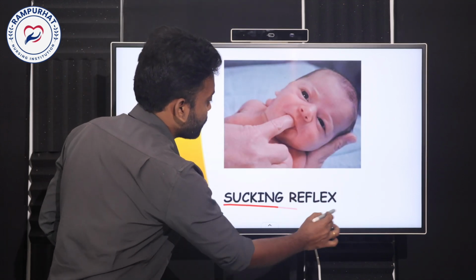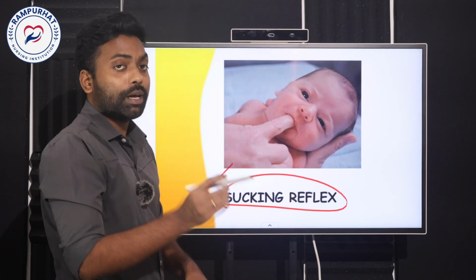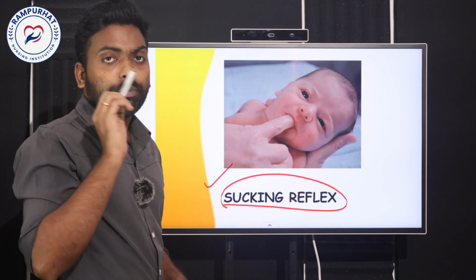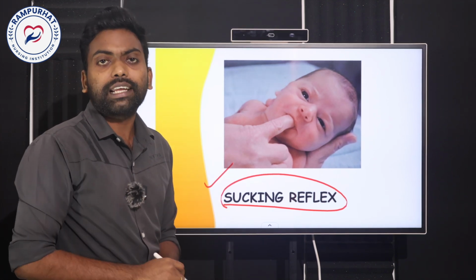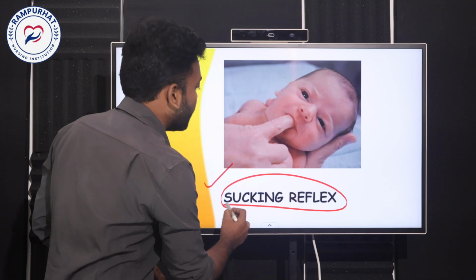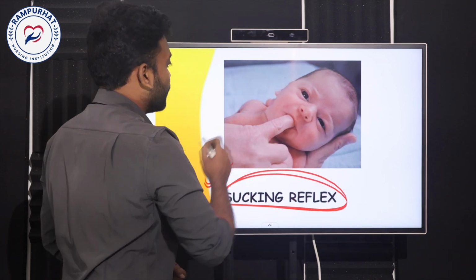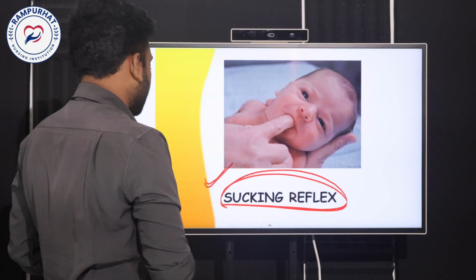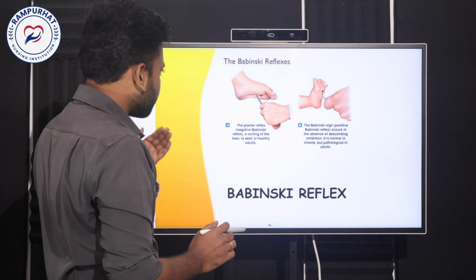Whereas the sucking reflex is very important for the baby, because the baby needs to suck the nipple of the breast, and only then can the baby take breastfeeding. So the sucking reflex is very important to check soon after delivery, in the fourth stage of labor. That is one of the reflexes.